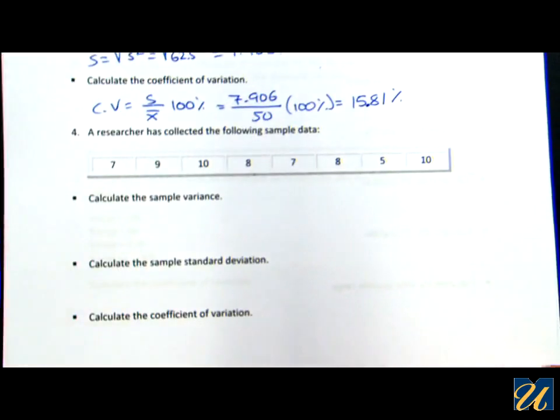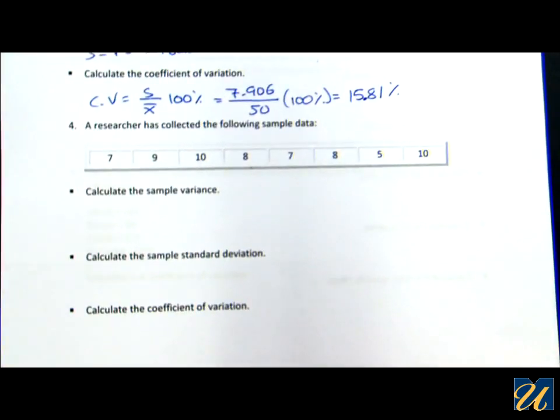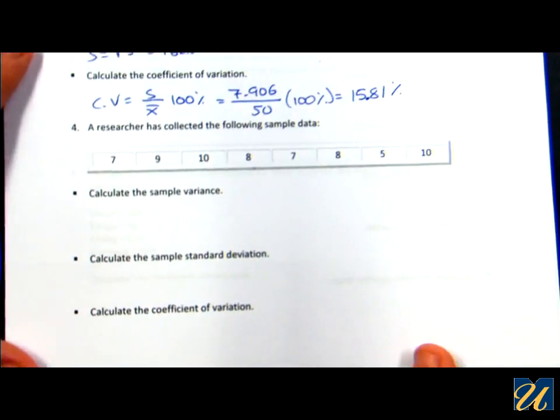A researcher has collected the following sample data. Find the variance, standard deviation, and coefficient of variation. Once again, with same process, different example.